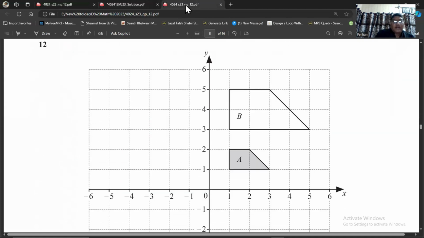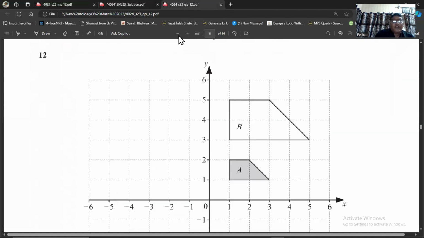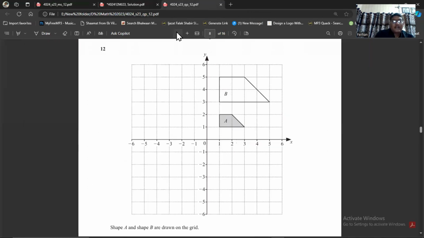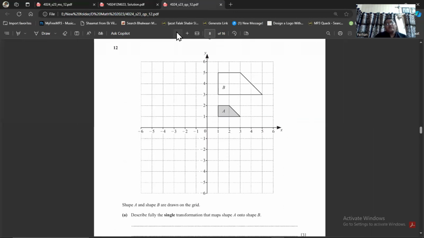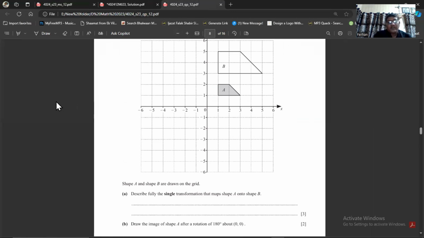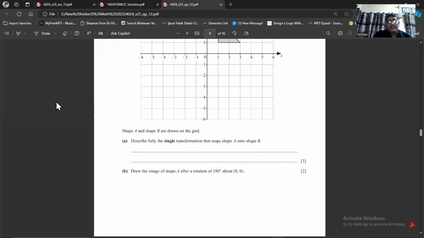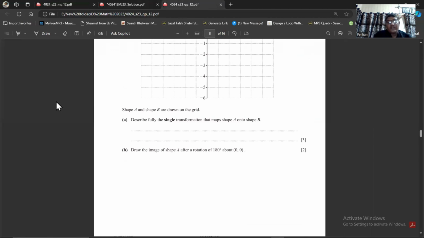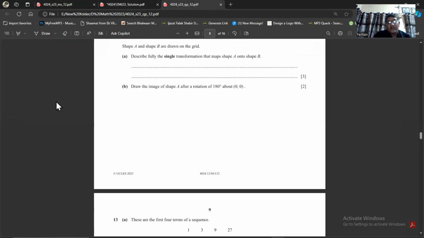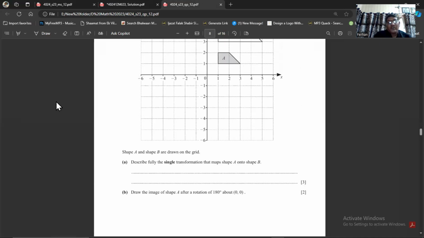Question number 12 is showing up on your screen, and it says, shape A and shape B are drawn on the grid. Describe fully the single transformation that maps triangle A onto triangle B. It's a 3 marks question. Then it says draw the image of shape A after a rotation of 180 degrees about the point (0, 0). That's a 2 marks question. So this is how we have to do it.